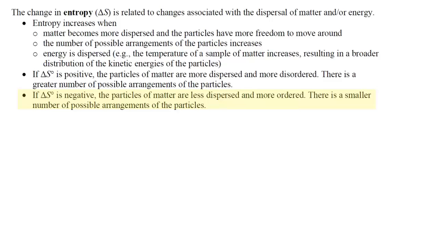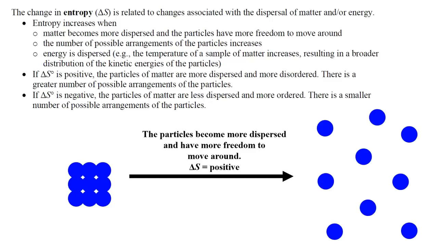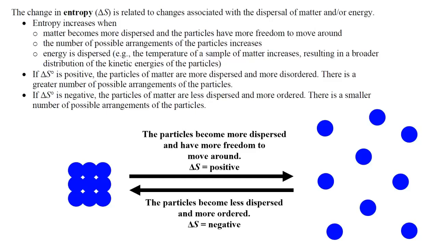So looking at that same particle diagram that I showed you for delta H, if we start with a solid and then the particles become more dispersed and have more freedom to move around, the delta S for that process from left to right would be positive. So entropy is increasing. But if we go in the opposite direction, now the particles become less dispersed and more ordered, the delta S is negative and the entropy would be decreasing if we go from right to left.